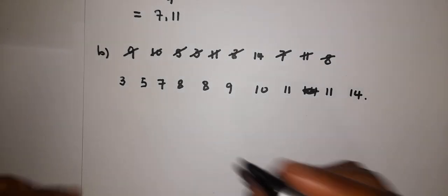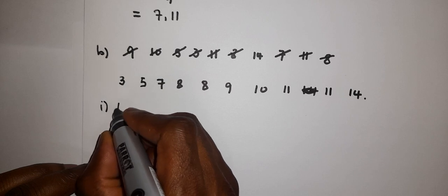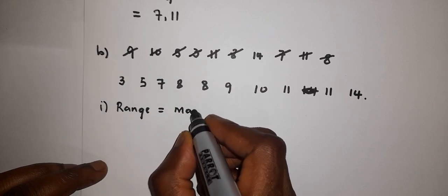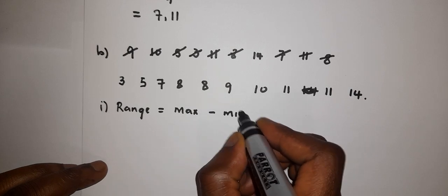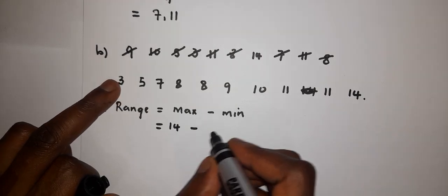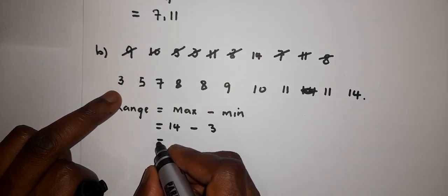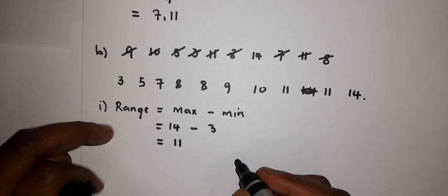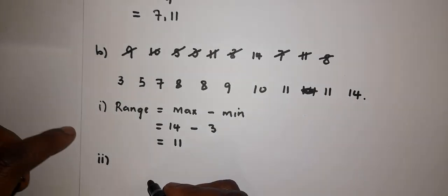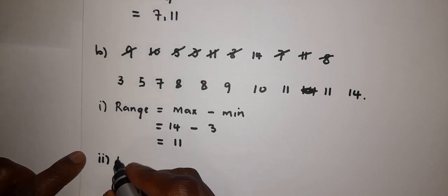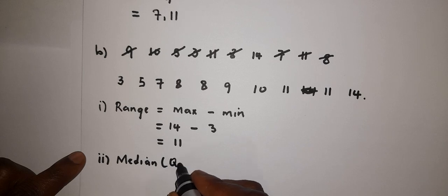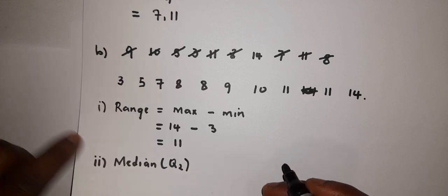Question number 1, the range. Like I said, the range comes from the maximum subtracting your minimum. In our arranged data, our maximum is 14, our minimum is 3, giving us 11. And then the second one, calculate the median. Our median, grade 10s, you do understand that the median is actually Q2.